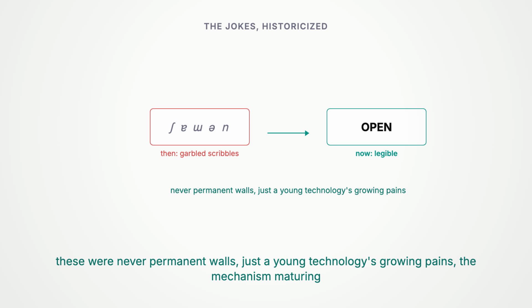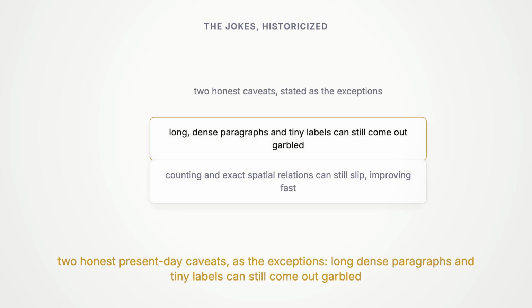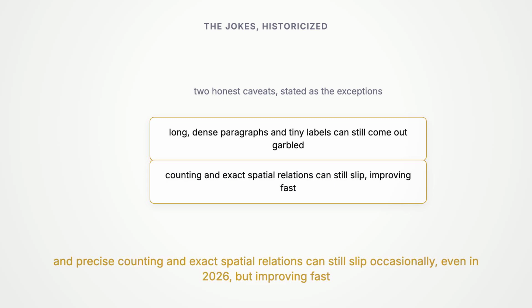A couple of honest present-day caveats, stated as the exceptions they are. Long, dense paragraphs and tiny labels can still come out garbled, even when a headline renders cleanly. And precise counting and exact spatial relations, the right number of objects, this one strictly to the left of that one, can still slip occasionally, even in 2026. But that line is moving the same direction as all the others, fast.